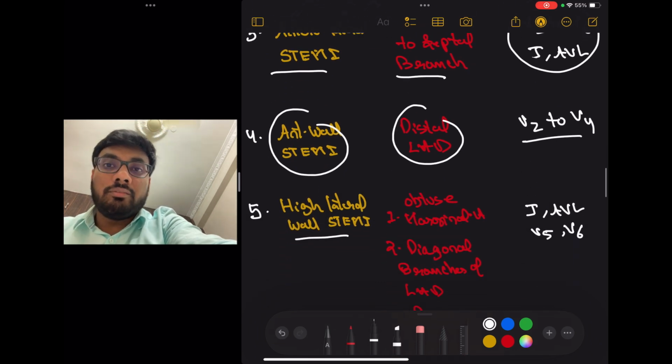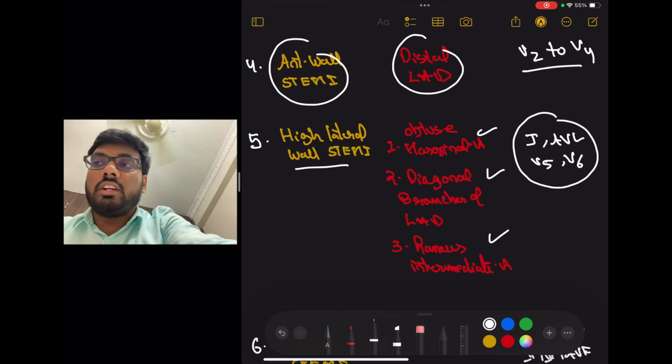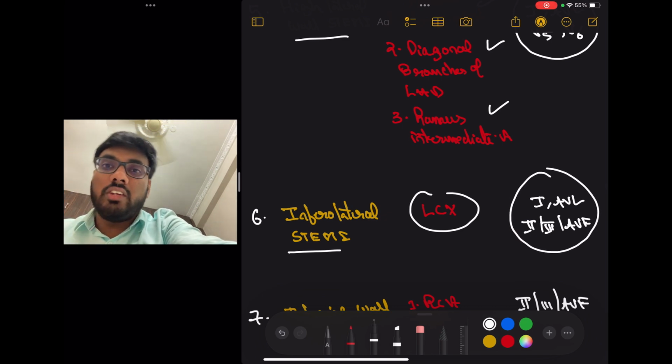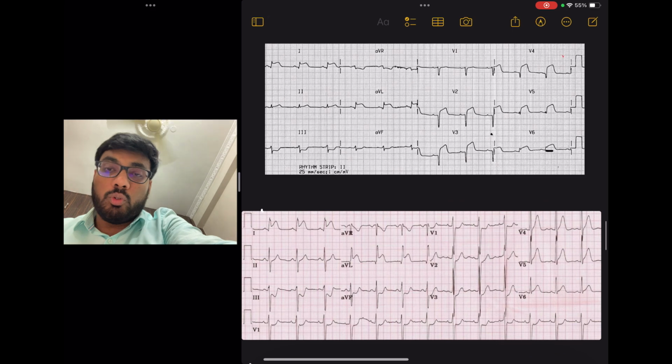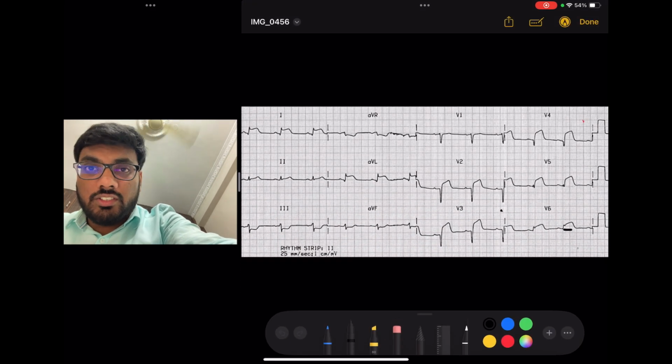High lateral wall STEMI, that is, only a lateral wall STEMI, is due to the obtuse marginal branch, diagonal branches, or ramus intermedius artery. These are the arteries that are occluded. So ECG changes are seen in the lateral leads, that is 1, AVL, V5, V6. Inferolateral STEMI, I told you, LCX, that is proximal LCX. ST elevations are seen in the inferior leads as well as the lateral leads, that is leads 2, 3, AVF as well as 1 and AVL. Okay, let's discuss a few ECGs. Then we come to the inferior wall MI. So look here, where you are seeing ST elevations.